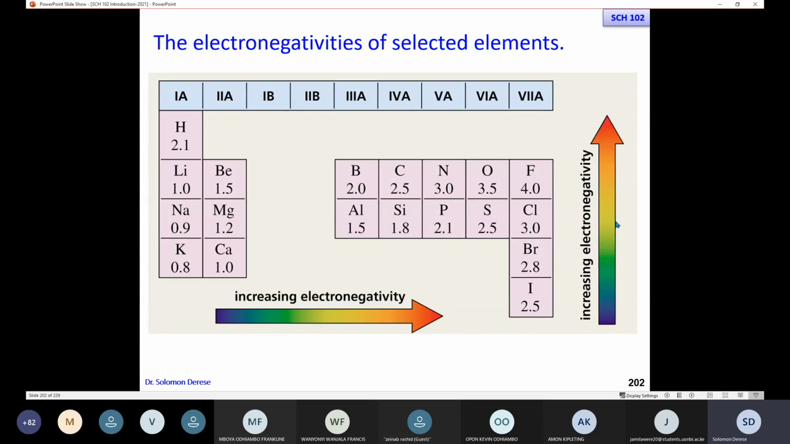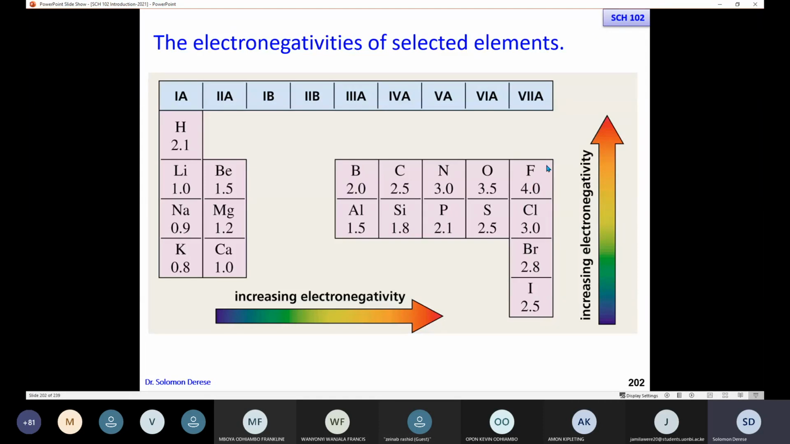Then the other trend is that electronegativity decreases as you go down a group, or increases as you go up a group. Therefore, the most electronegative elements in the periodic table are the ones at the right and the ones at the top. So fluorine is the most electronegative element because it is at the extreme right of the periodic table. It is also at the top of a group.